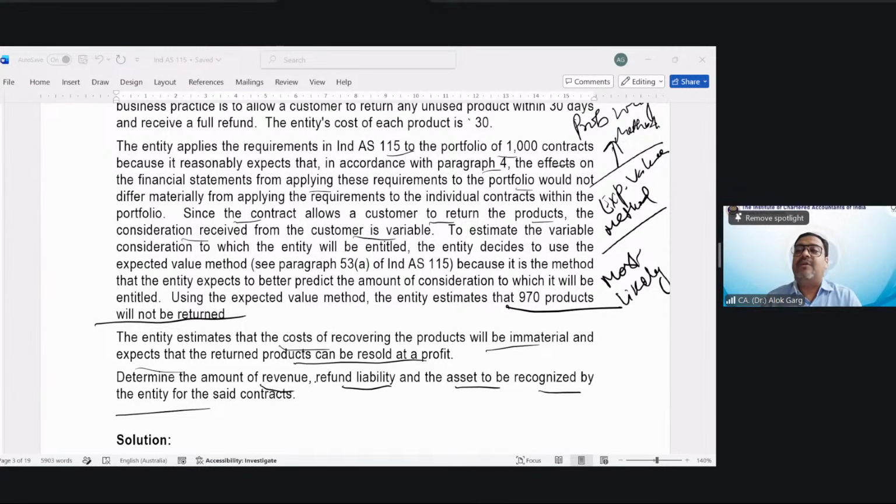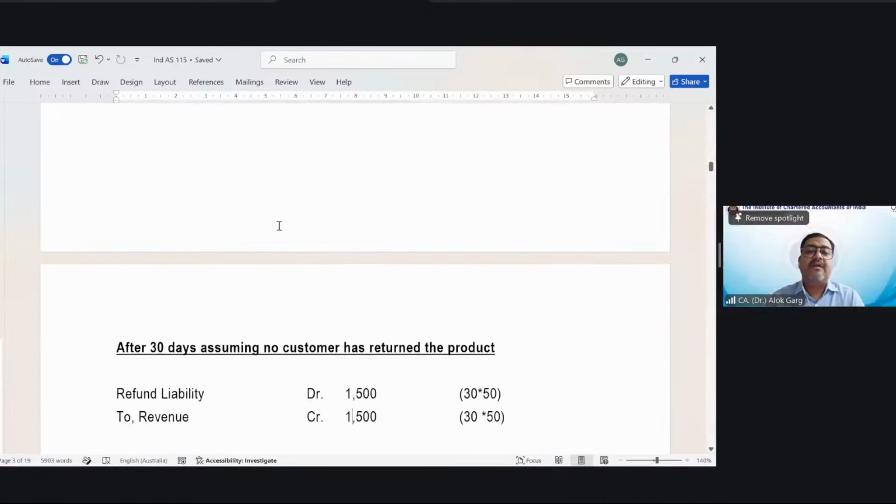Bank account debit 50,000 rupees, revenue credit. 970 multiplied by 50 comes to 48,500 rupees. Friends, bank account debit by 50,000 rupees, revenue credit by 48,500 rupees. Where will the differential credit go? The differential credit will go to the refund liability. Till the time the 30-day time period expires, the customer will not come. You have to carry your refund liability as per the best estimate.